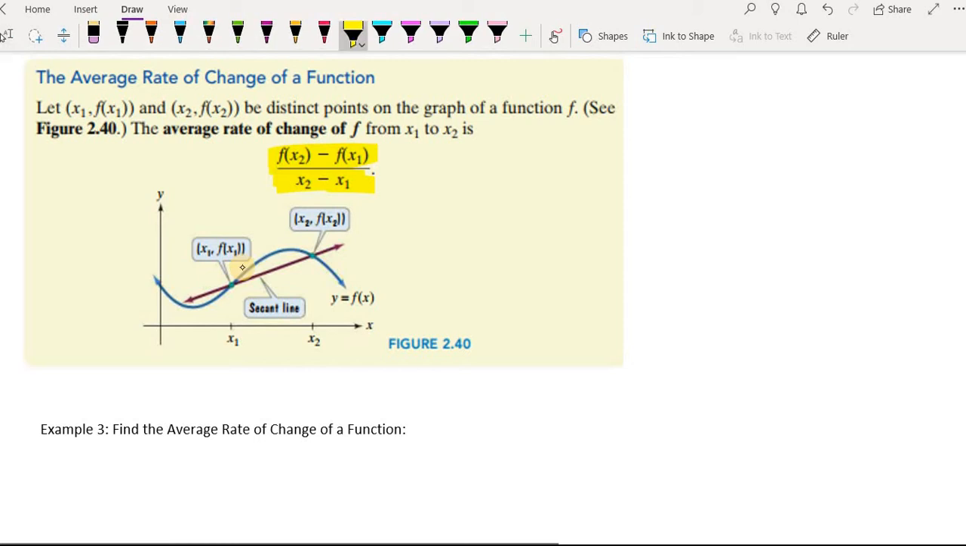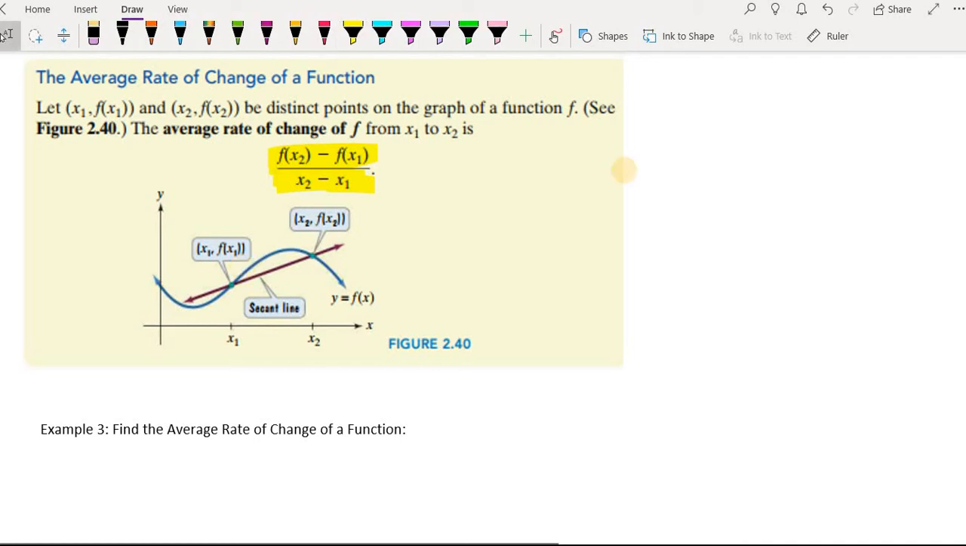Look at this. f of x2 is just the y value for x2, because you plug x2 into the function and it produces a y. That's your ordered pair. That's just the same thing as y2 minus y1 over x2 minus x1 for this straight line.